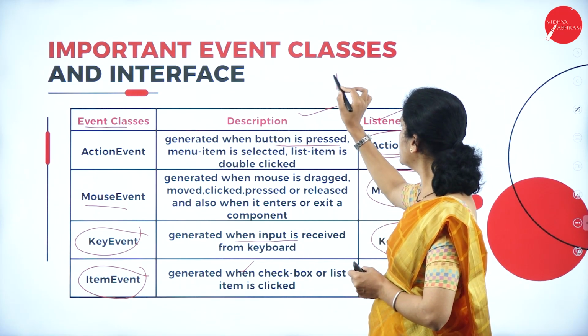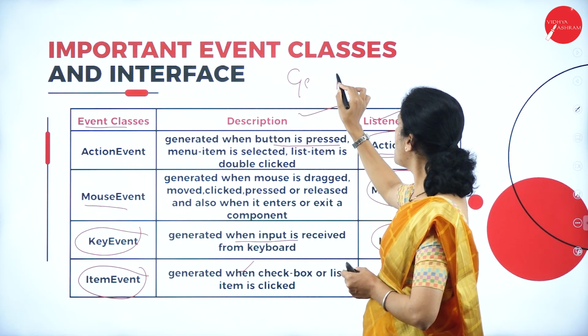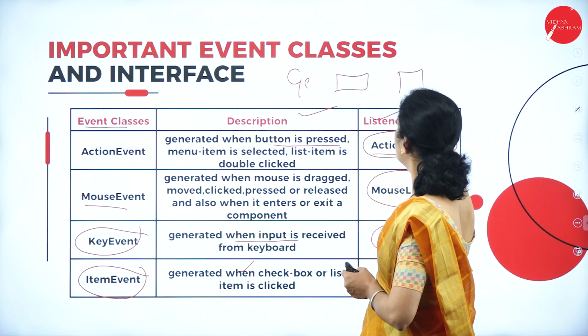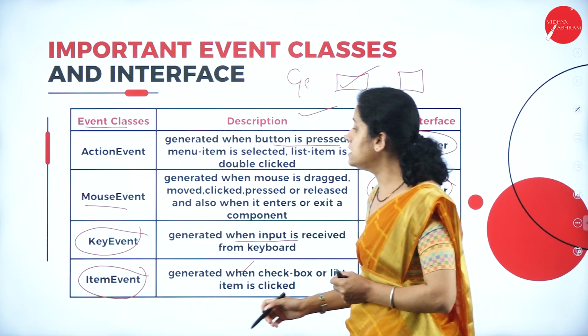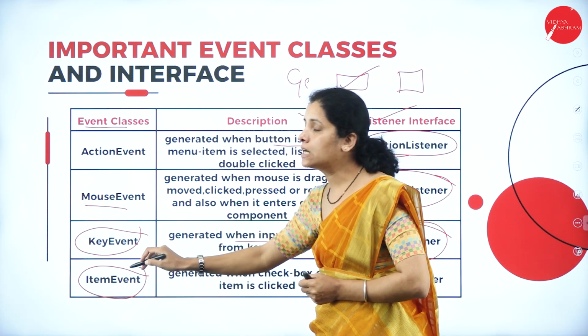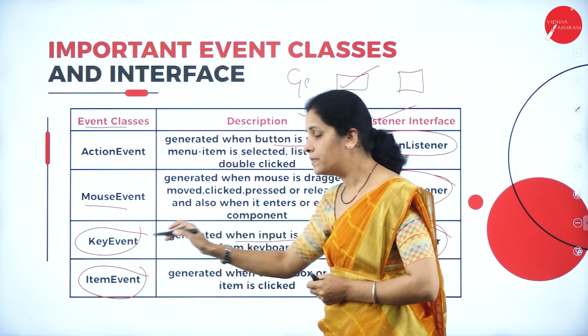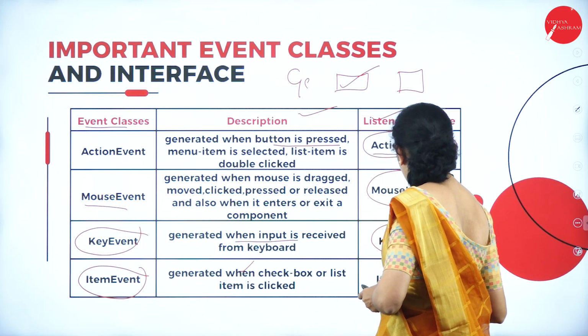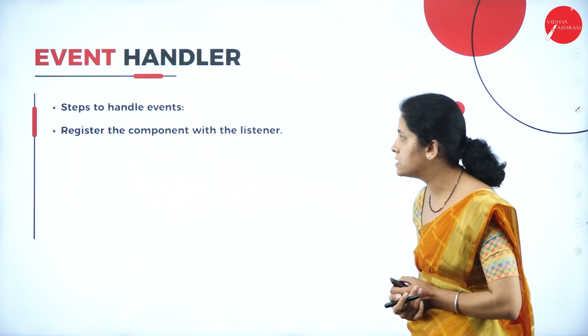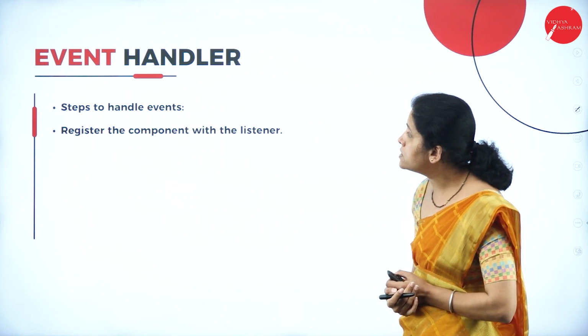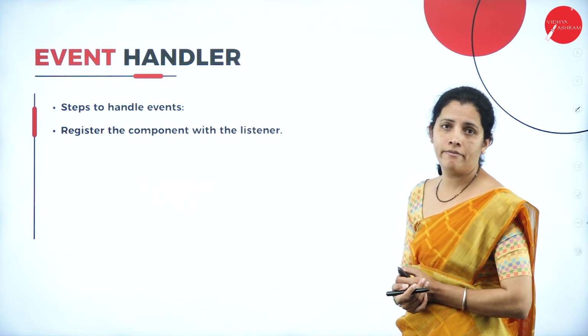Think that, for gender, I have a checkbox. When I click this checkbox, what is going to happen? This item event class is going to trigger, and what kind of interface? That is the item listener interface. Now, the steps used to handle the events.